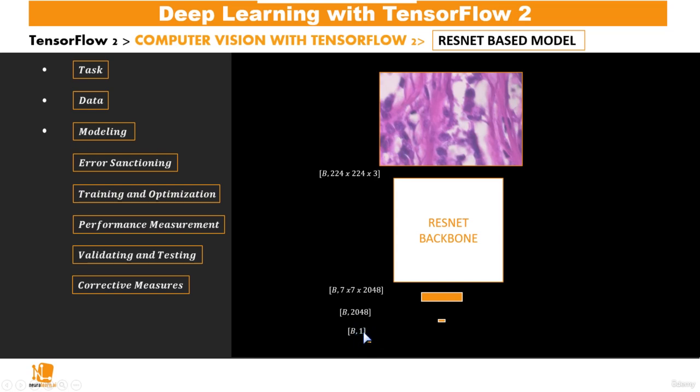Now the reason why we have this 1 is because we are either predicting whether the input image is a benign cell or it's a malignant cell. So in that case, we have a binary classification task, hence our output is of shape batch size by 1.